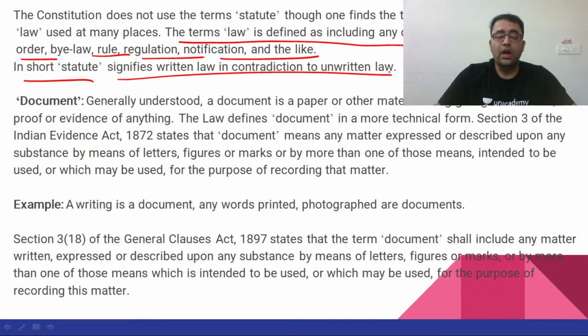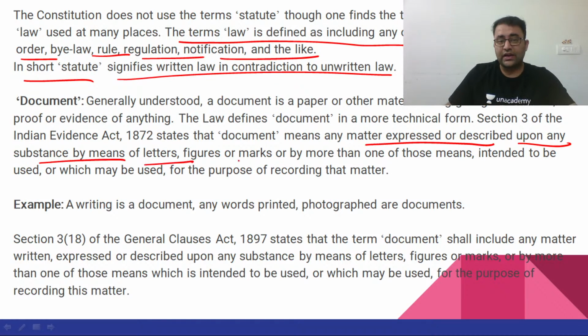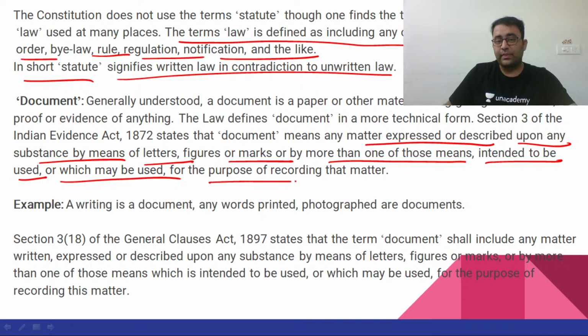Now let's go to the definition of document. Generally understood, a document is a paper or other material thing giving information, proof, or evidence of anything. The law defines document in a more technical form. Section 3 of the Indian Evidence Act 1872 states that document means any matter expressed or described upon any substance by means of letters, figures, or marks, or by more than one of these means, intended to be used, or which may be used for the purpose of recording that matter.